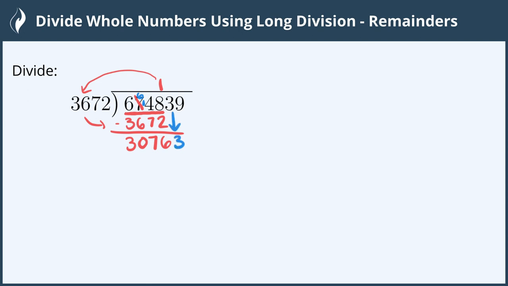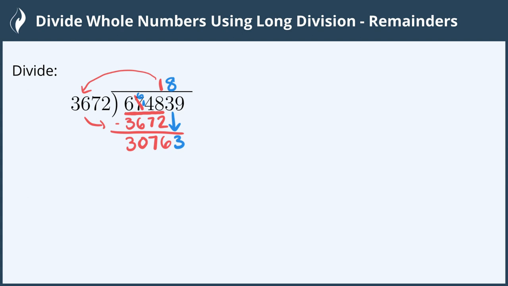Now we're looking at 30,763 divided by 3,672. This is going to be less than 10 because 10 times 3,672 will give us 36,720. That's too much. So I know it needs to be just a little less than 10. 9 is a little too high still. So let's go ahead and try 8.